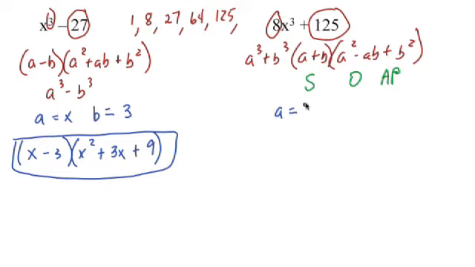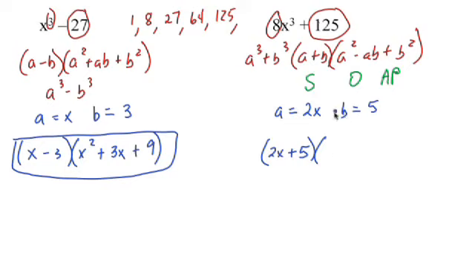Our A is the cube root of this whole term, so that's going to be 2x in this one. And B is going to be 5, because the cube root of 125 is 5. So now substituting these into our formula, you get 2x plus 5. And this is where, if you're going to make a mistake, it's going to happen here. Make sure you square A.